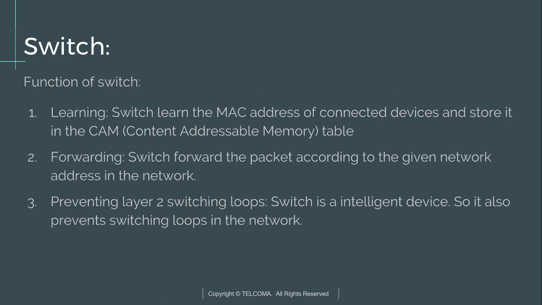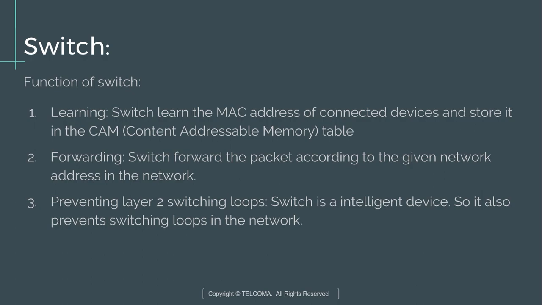The next is the function of the switch. A switch performs three functions: learning, forwarding and preventing. First is learning. In learning, the switch learns the MAC addresses and then stores them in the table known as the CAM table, content addressable memory.